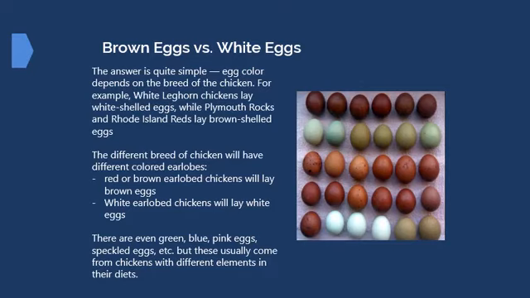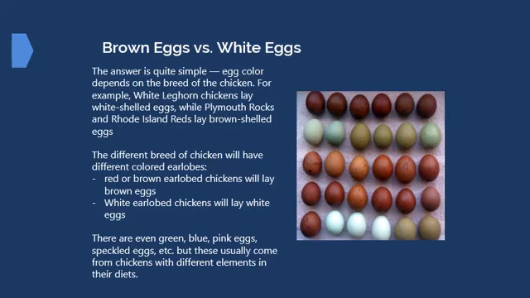So the age-old question, brown eggs versus white eggs. Which one's better for you and which one should I buy? The answer is quite simple. Egg color depends on the breed of the chicken. For example, a white leghorn chicken lays white-shelled eggs, while Plymouth Rocks and Rhode Island Reds lay brown-shelled eggs.